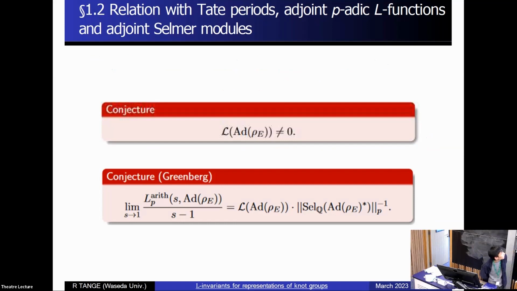and these two are the main conjectures of the adjoint L-invariant. The first one is the non-vanishing of the L-invariant. And the second one is the relation with the derivative of the algebraic function, the adjoint L-function, and the adjoint Selmer modules. And we would like to consider these analogs in knot theory.